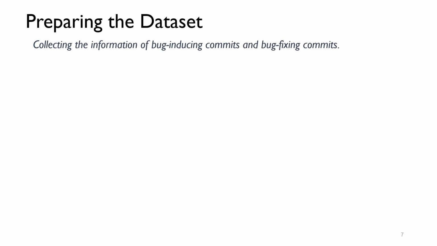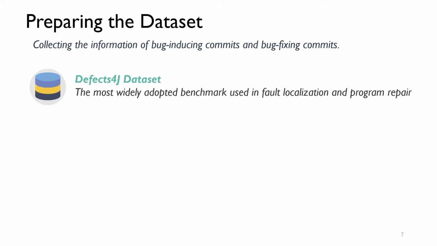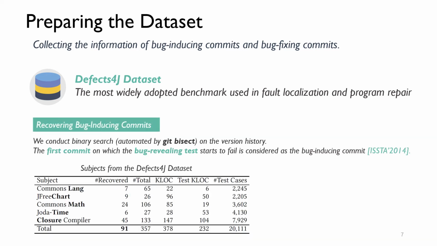To further validate our new idea, we performed an empirical study based on the Defects4J benchmark. Specifically, we recovered the information of bug-inducing commits for 91 out of the 355 bugs. Then we compare the mutation operators and fix ingredients extracted from the bug-inducing commits and fixing commits of the same bug.